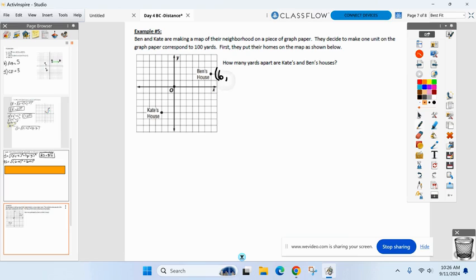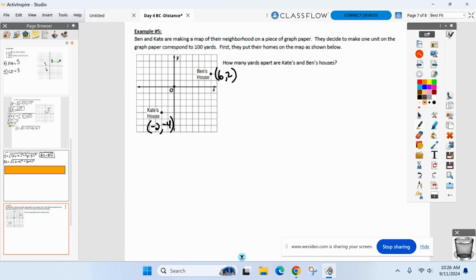6, 2. 6, 2. Count them up for Kate's house and let me know. Yeah, let's roll. Negative, wait, hold on. -2, -4. You got it. All right, so we got the coordinates.